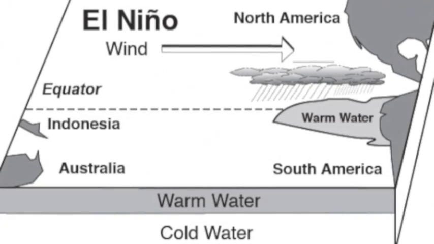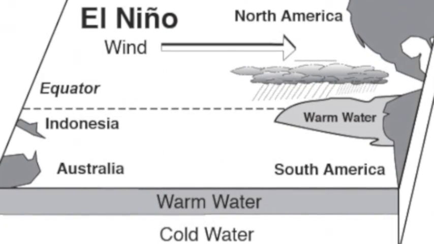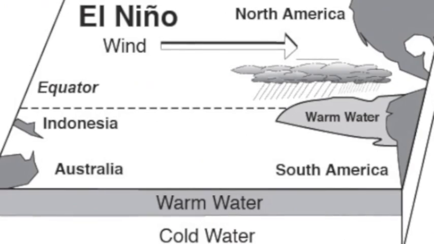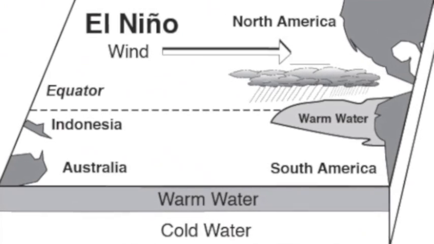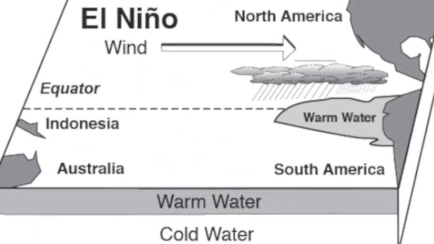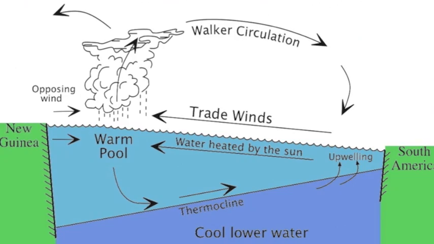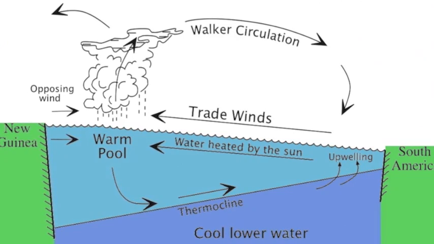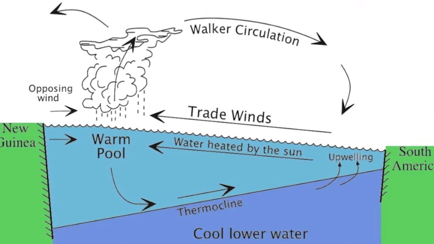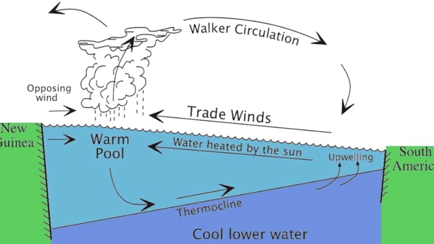Normally, the cool Humboldt Current causes an upsurge of cold water along the coast of Peru. The cool ocean water provides nutrients for many plants on which small fish, such as anchovies, feed. The abundance of fish benefits Peru's fishing industry.